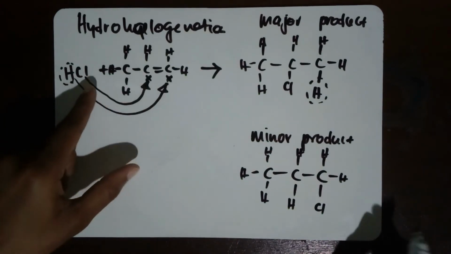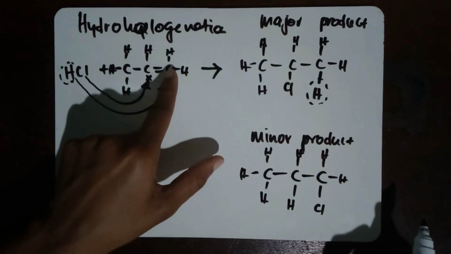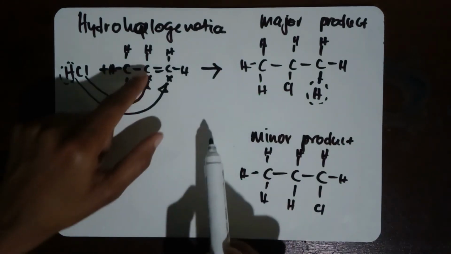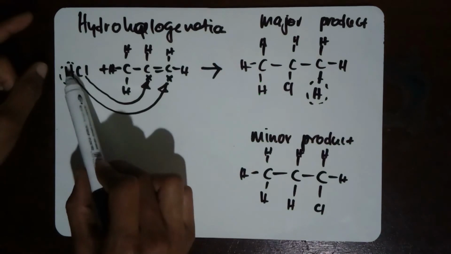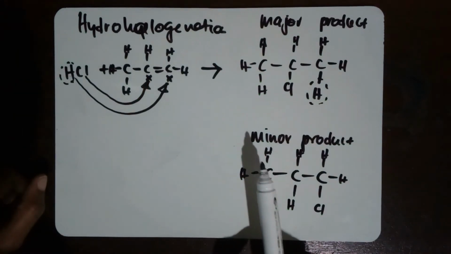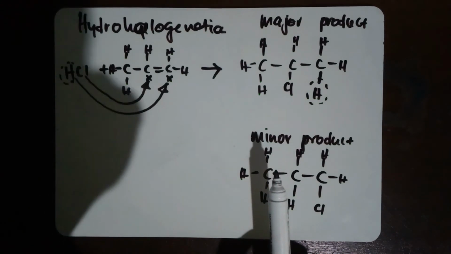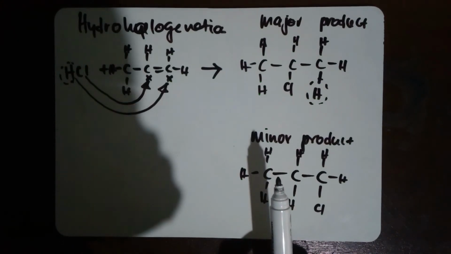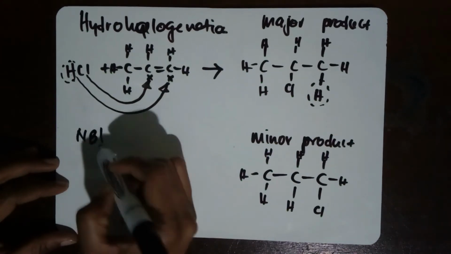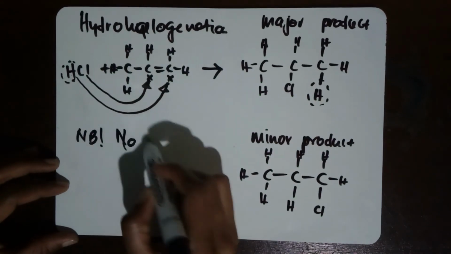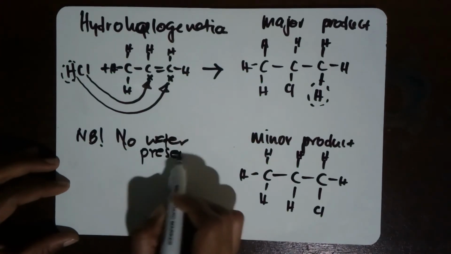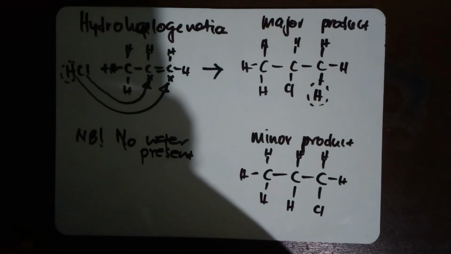So for a major product, the hydrogen comes to the carbon which has the greater number of H atoms. You see, this carbon has 2 hydrogens and this carbon has 1 hydrogen. So this hydrogen will come there, then the chlorine will just go there, right? And then, some of the important things to note about this reaction is that it's quite important that you don't have water present. So no water must be present for this entire reaction to proceed.